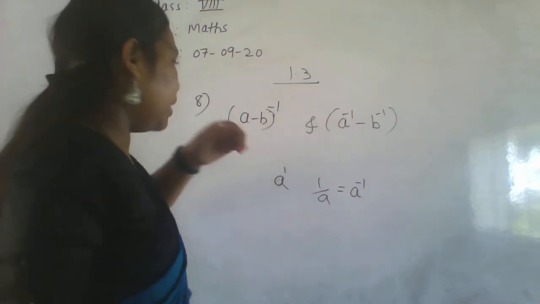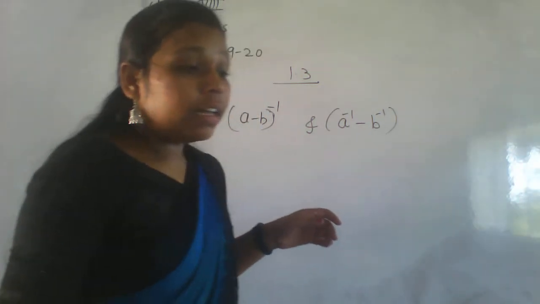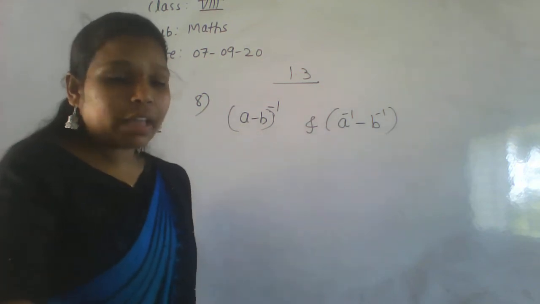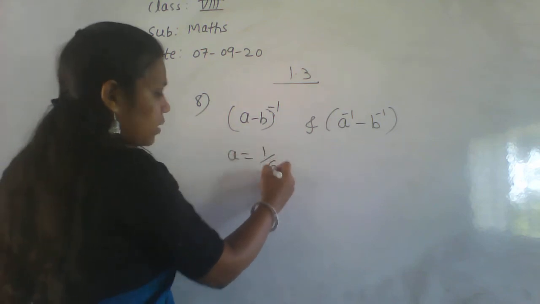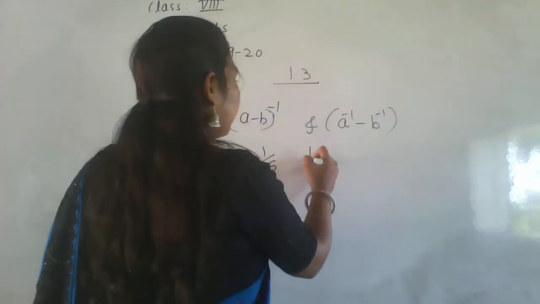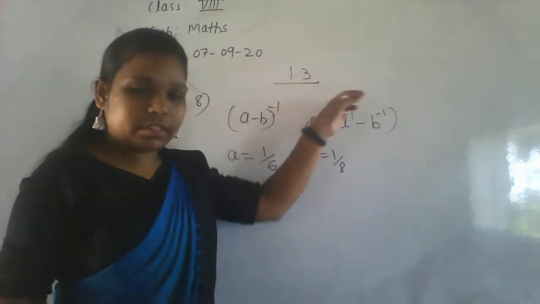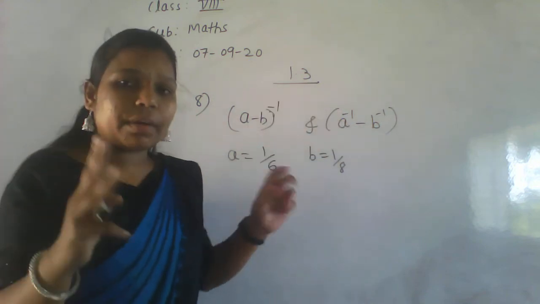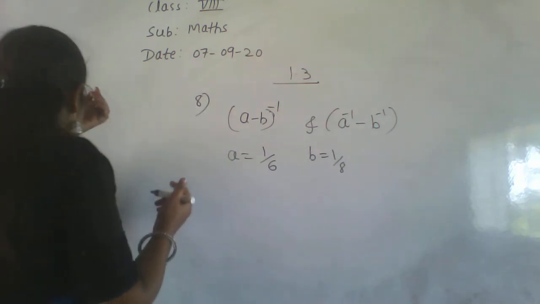Okay, so these are the rational numbers. You have to find 3 rational numbers between this one and this one, and they mentioned the value of a here. That is a is 1 by 6 and b is 1 by 8. Find these 2 rational numbers first, this one and this one. Then you have to find 3 rational numbers between these 2 rational numbers. Okay. So put the value.